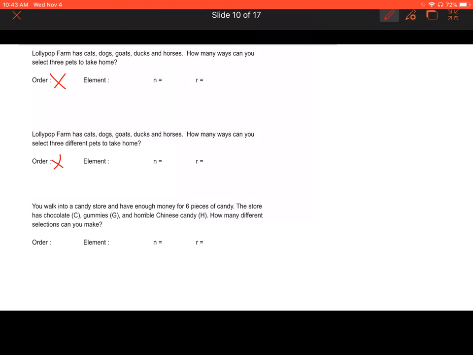Okay, how about the elements? In this case, they can select any 3 pets. So cat, dog, goat, or dog, goat, duck, or dog, dog, goat, or goat, duck, duck, any combination, or horse, horse, horse, right? So the repetition is possible. Whereas here, different pets have to be taken. So either cat, dog, goat, or goat, duck, horse, or horse, duck, goat. But it cannot be a repetition of 2 cats or 3 goats like that. So non-repetitive. So in both cases, 5 is the number of choices, and they are going to choose only 3 pets, right?